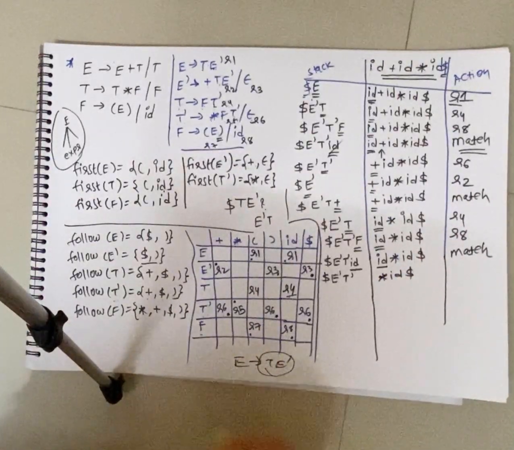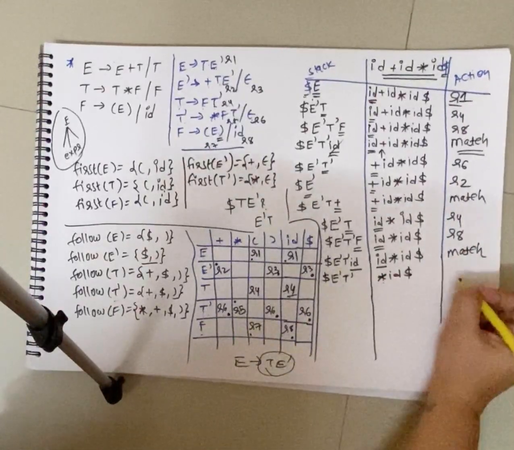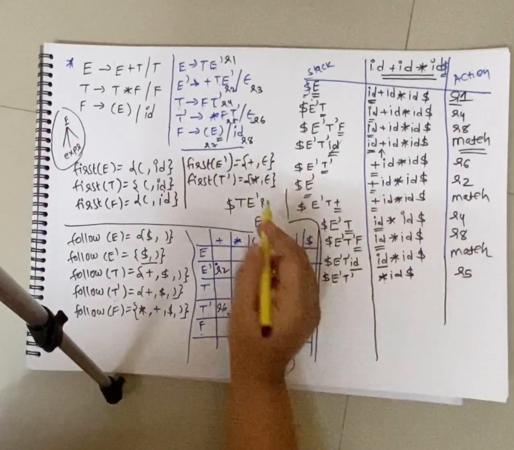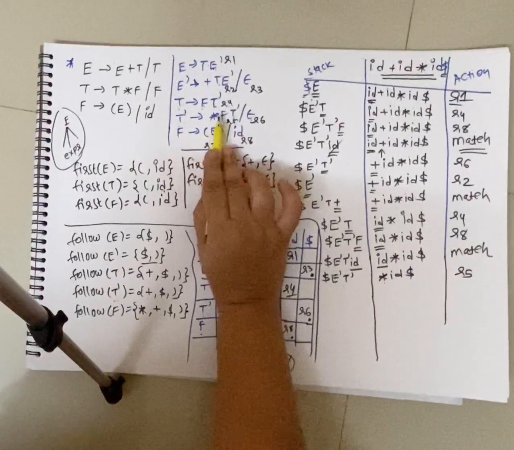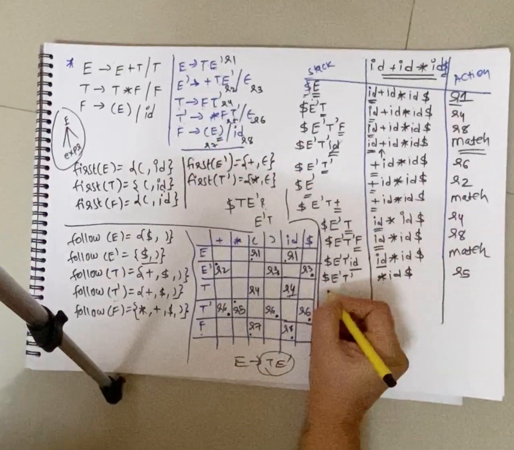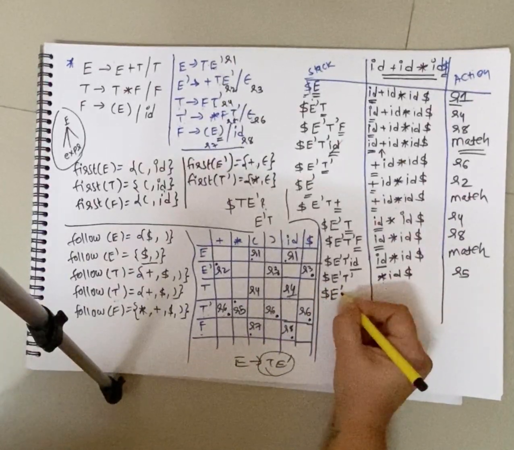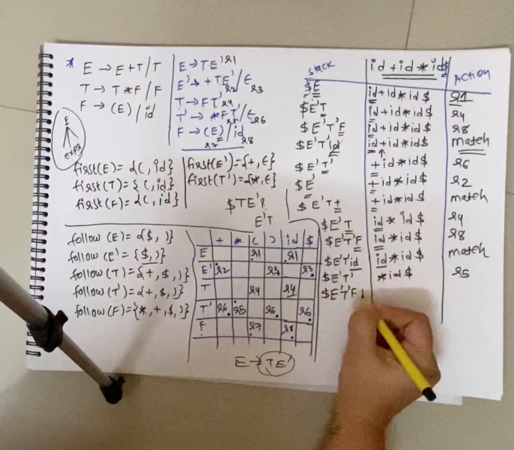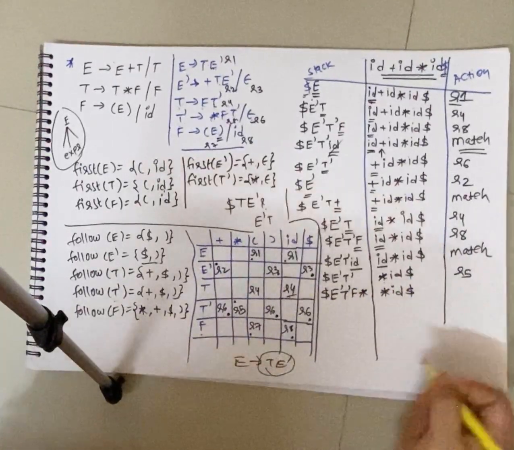ID is validated. Now T dash and multiplication. If you observe T dash and multiplication, the rule is R5. What is R5? R5 says T dash should be popped and star F T dash in reverse should be pushed. So I will pop T dash and instead I will be pushing T dash, F and asterisk. Current input expression will be as it is.